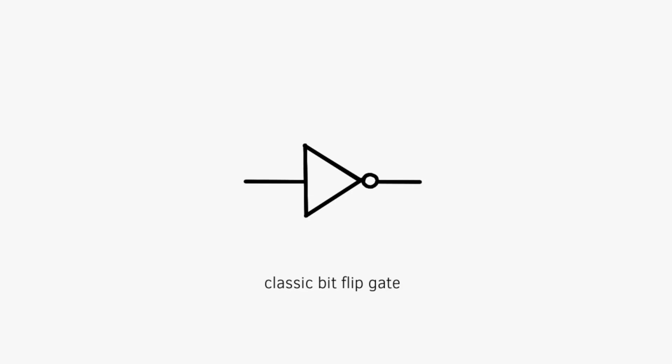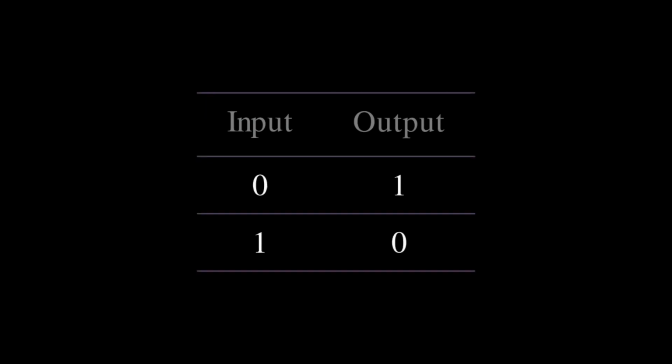Classical bits leverage the NOT gate to undergo a bit flip. The following truth table shows us that a 0 becomes 1 and a 1 becomes 0 after applying the gate. Is there a quantum analog for this gate?